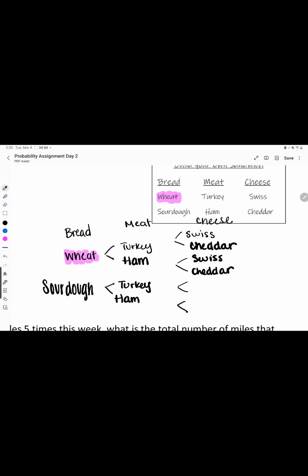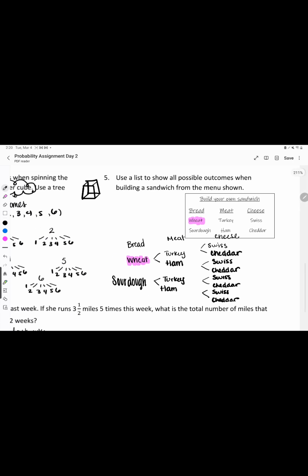So now I want you to go through and fill in the rest of them. You should have gotten something that looks like this. No matter which option you choose for bread, you can still choose turkey or ham. No matter which option you choose, turkey or ham, you could still get Swiss or cheddar cheese.